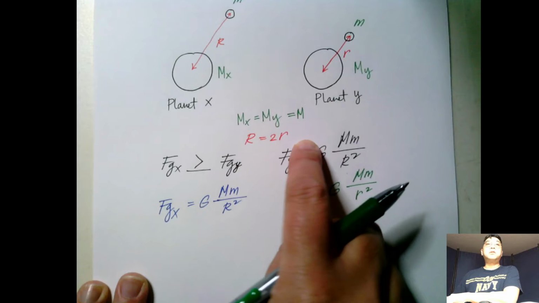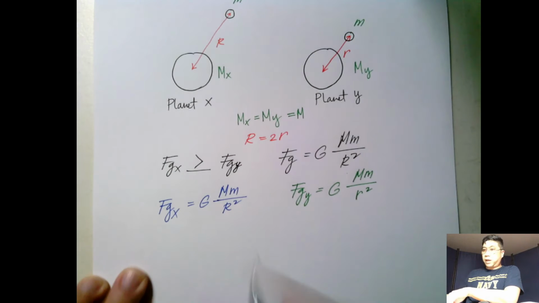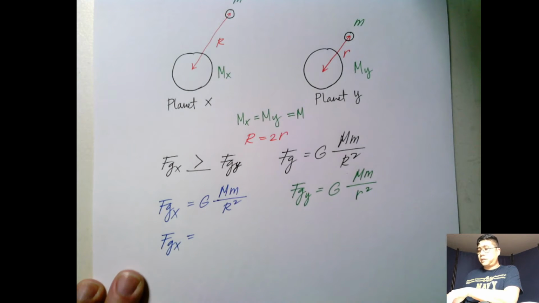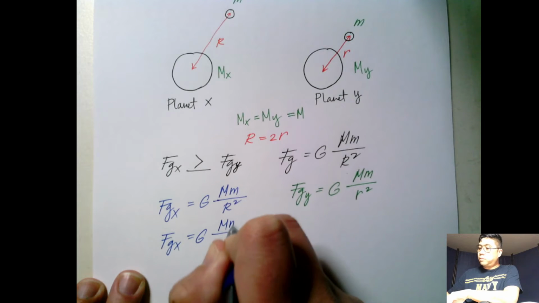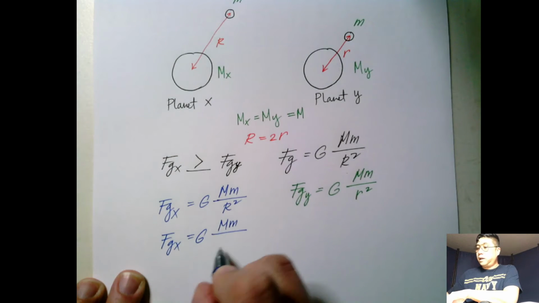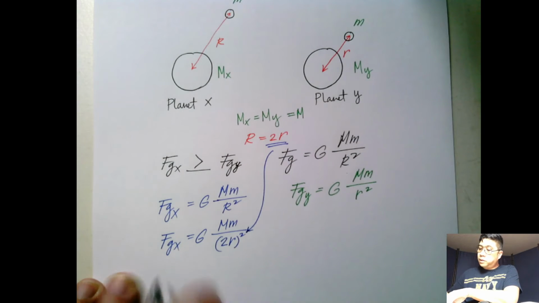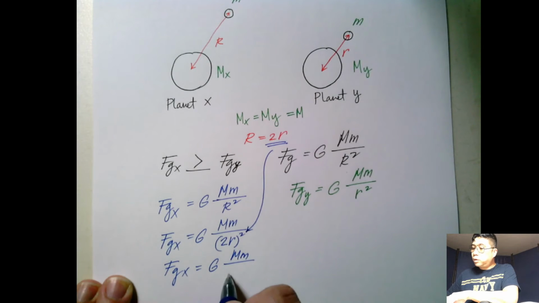But we know the relationship is that uppercase R is twice the lowercase r. So we can change this value in our first equation for Fg of X, the force of gravity between the satellite and planet X. Let's substitute the value of M m over, instead of using uppercase R, the equivalent value 2r, and then we square it. So we can further simplify it. That is G M m over 4r squared.